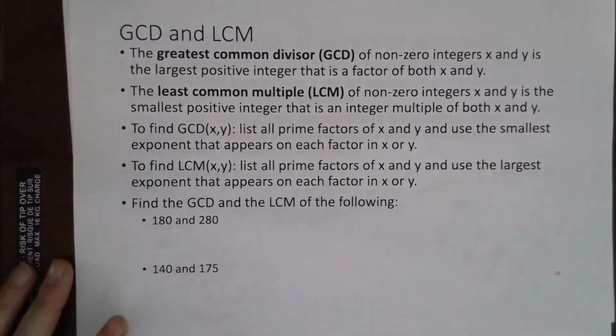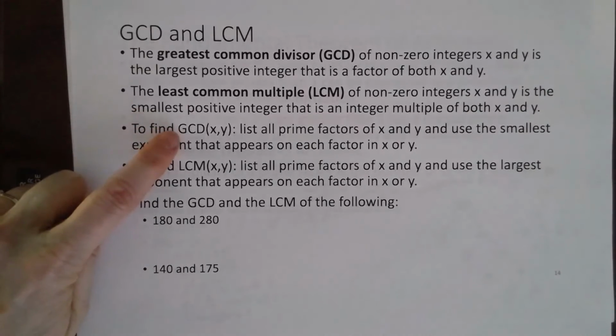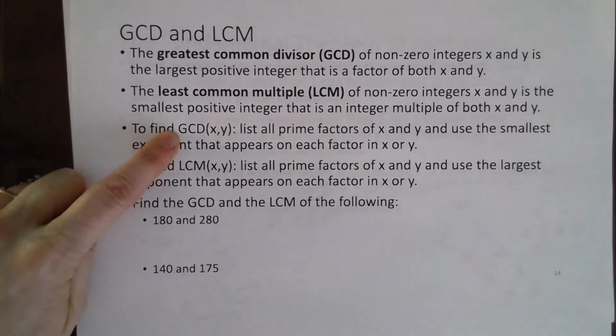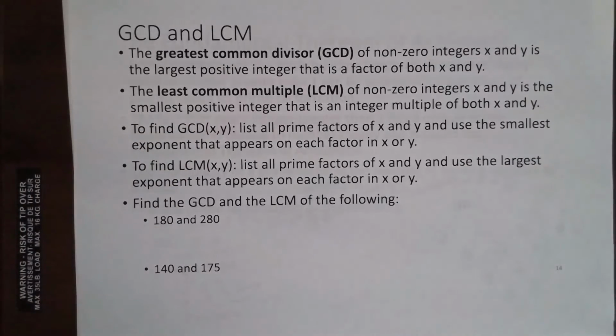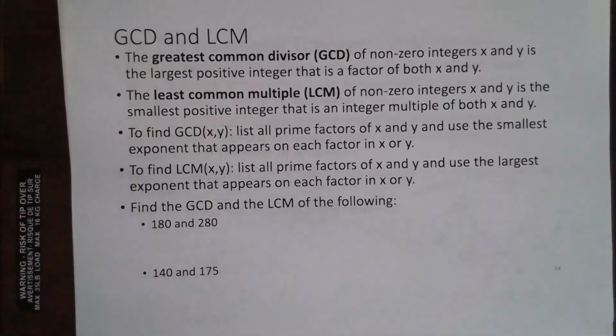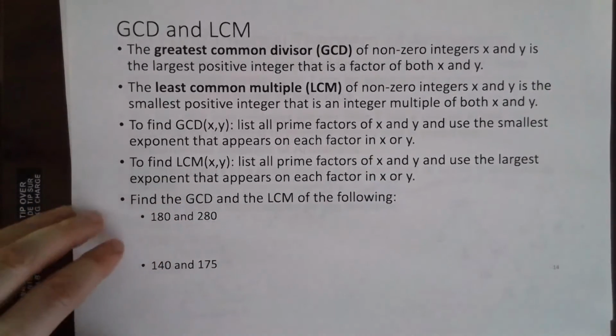And finding the greatest common divisor or the least common multiple is really easy if you know the prime factorization. If you go through the prime factorizations for the greatest common divisor, you go through all the prime factors, and for each prime factor, you pick the smallest exponent that appears on any factorization, and then you use that to find the greatest common divisor. So you pick the smallest exponent for greatest common divisor. For least common multiple, you use the largest exponent. So let's do an example.